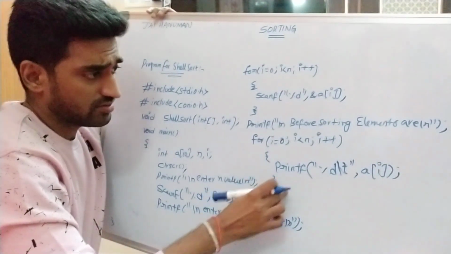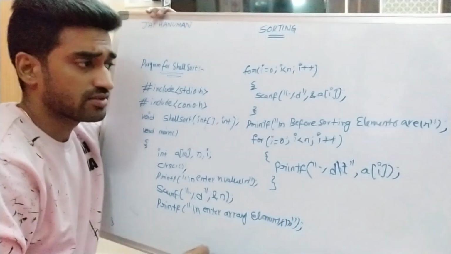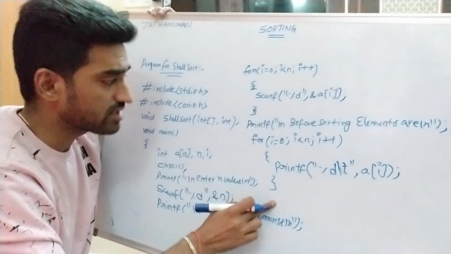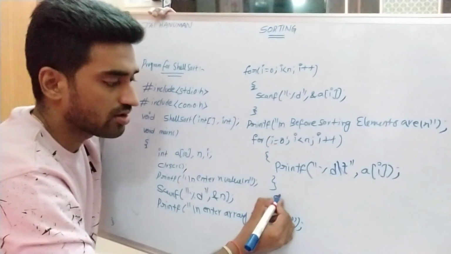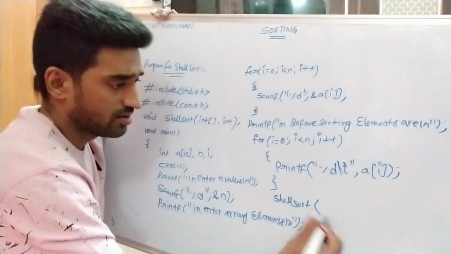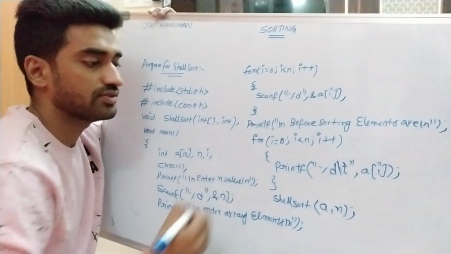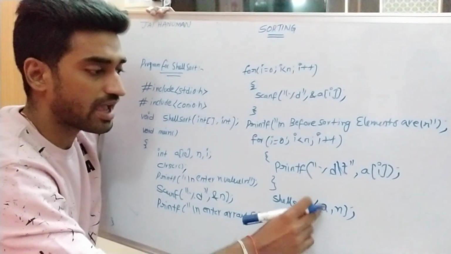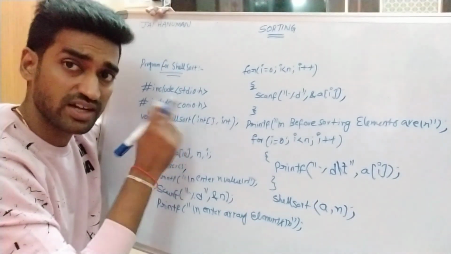Then once this condition becomes false, the control will be passed to the next statement. Here, before sorting, all the elements are printed, then we apply the sorting mechanism. For that purpose I am calling the shell sort function along with its arguments. What are the arguments? Array a comma n. Once we call the shell sort function, the actual procedure is executed in the function definition.